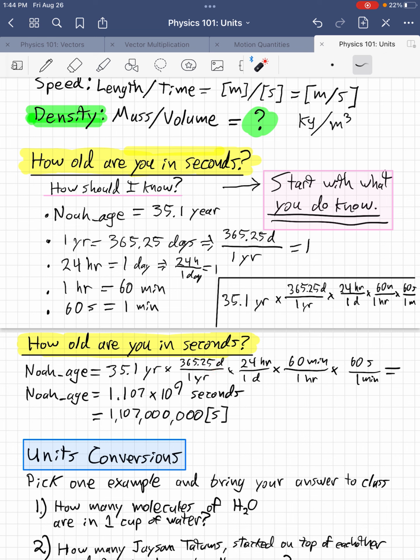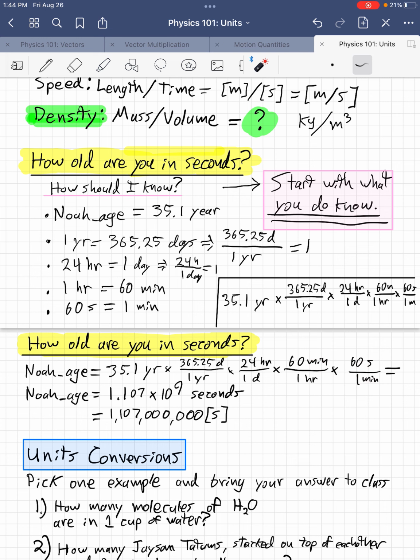Okay, so now we have our answer in days, and we multiply it by hours, 24 hours in a day, and then days are going to cancel, and we're left with our age in hours. And then you multiply by this 60 minutes per hour, hours is going to cancel, and you're left with minutes. And you have how old are you in minutes, you multiply that by 60 seconds per minute, and minutes cancels, and you're going to be left with an answer that is in seconds.